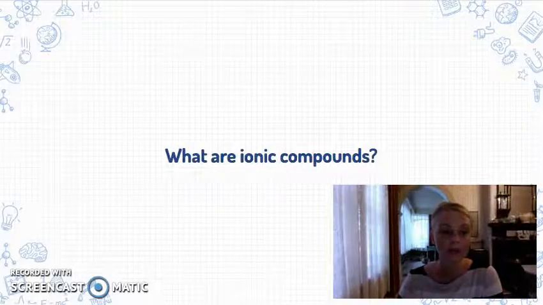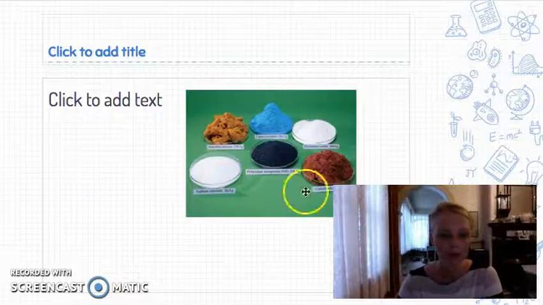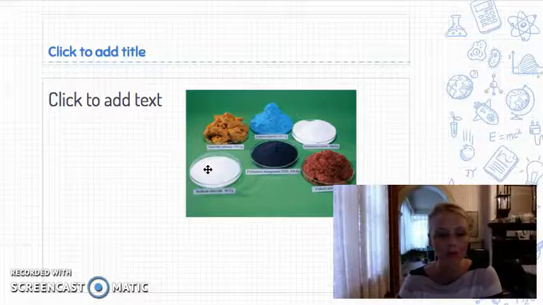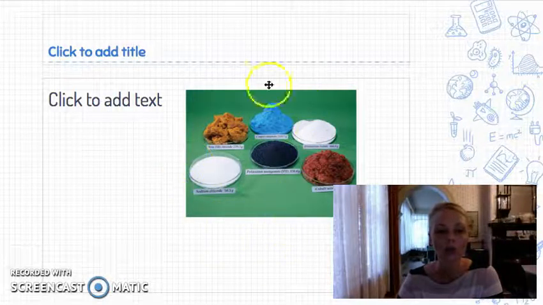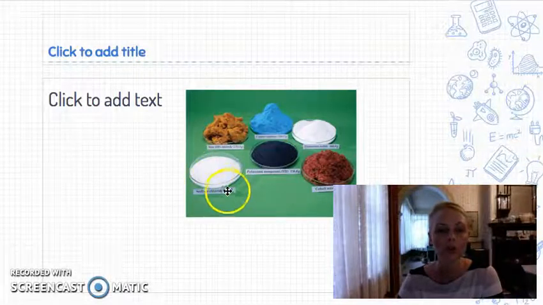So what are the ionic compounds? You can see here that there's a number of ionic compounds. That one's sodium chloride. You can see it's white crystalline powder. We've got other ones such as copper sulfate, which is blue powder because it's got the transition metal in it. All of these are ionic compounds. We have a metal bonded to a non-metal.